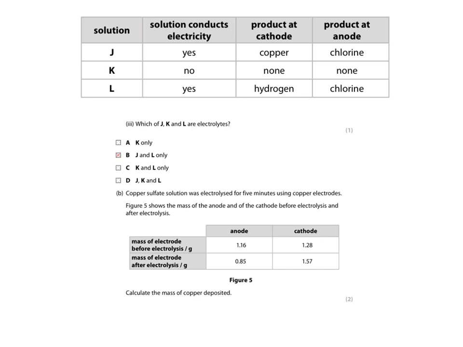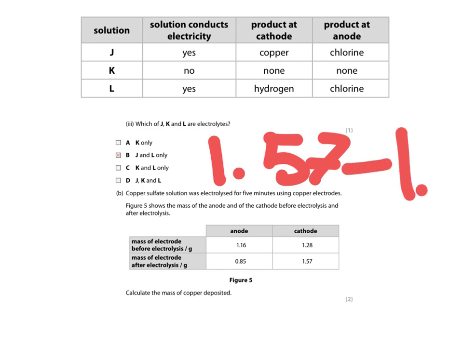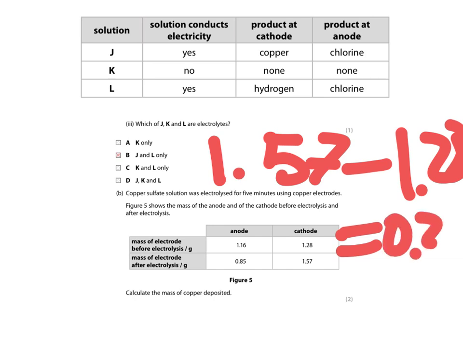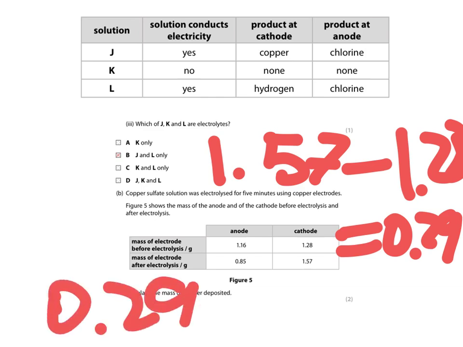So if we look at the difference, if we take 1.57, that's how much we had at the end, minus how much we had at the beginning, 1.28, and we work that out, we should get a difference which equals 0.29. So we can see the difference between 1.28 and 1.57 is 0.29, so therefore 0.29 grams of copper have been deposited.